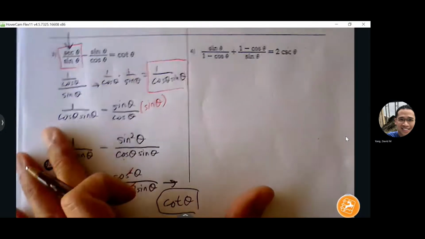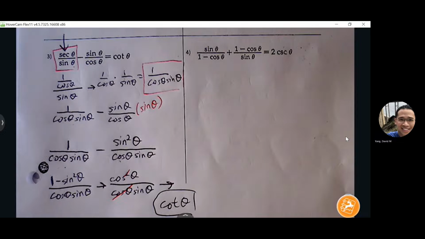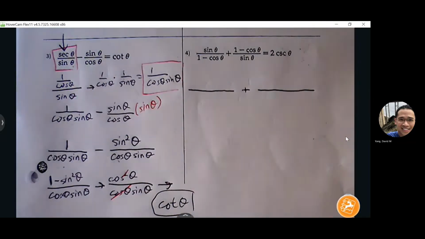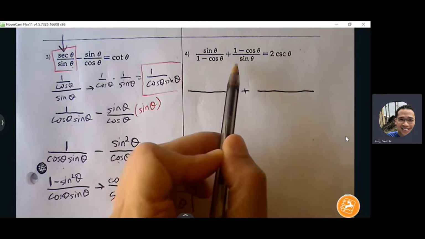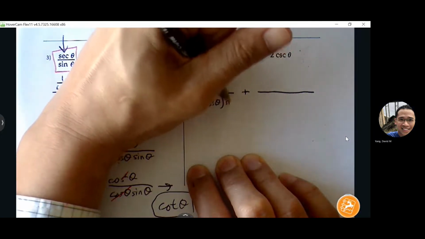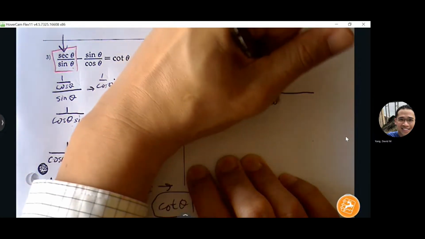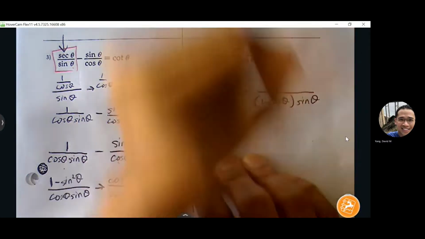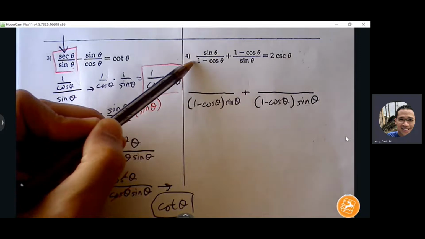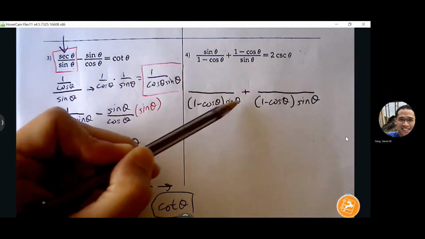Okay, number 4. Right, find what? Common denominator, right? Okay, what's our common denominator? Cosine and sine. Yeah, so we need both of them. These are completely different things. We're just going to have to keep both of them and include them both in the common denominator. Balance each fraction. Compare denominators here. There's a difference. Sine theta.